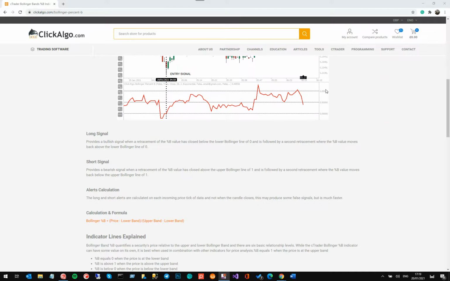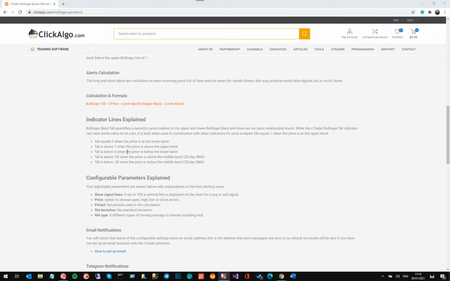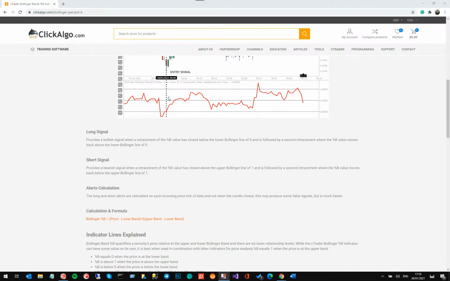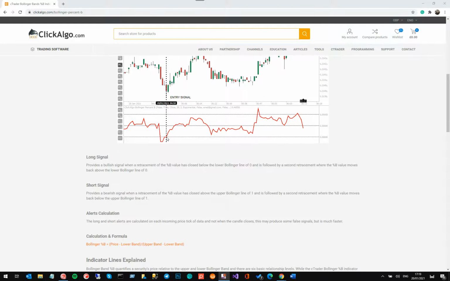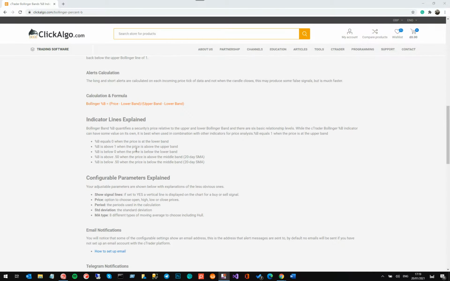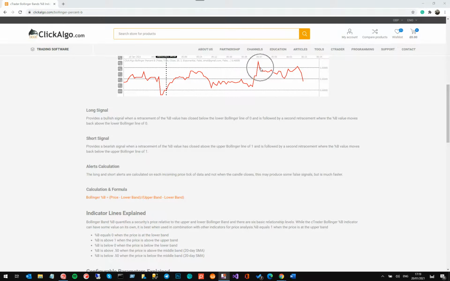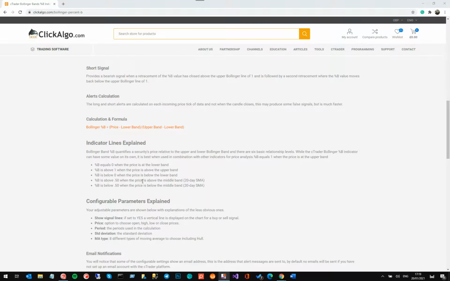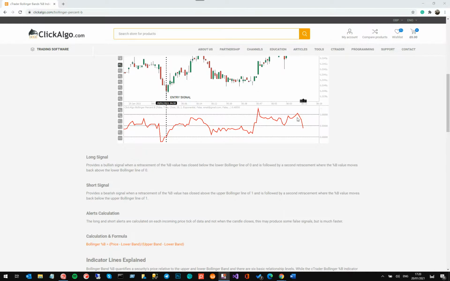Now these 3 values here, 1, 0.5, and 0: if it's at 0, it means the price is at the lower band. So when this drops to 0 here, and you can see the red line, if I can highlight that, it goes down to 0. If it's above 1, the price is above the upper band, so that's up there. And if it's below 0, the price is below the lower band. And if it's 0.5, the price is at the middle band, the 20-day average, whether it's between the 1 and 0.5 or 0 and 0.5, okay?